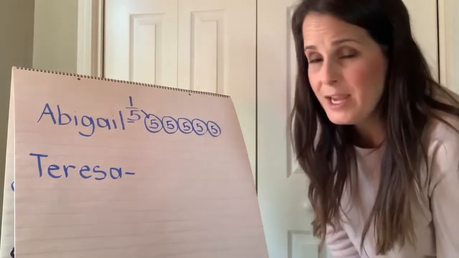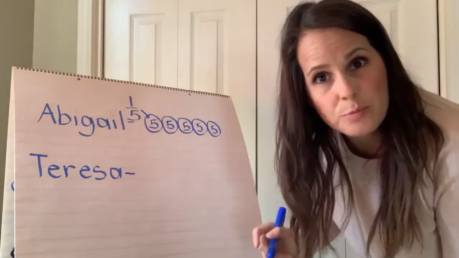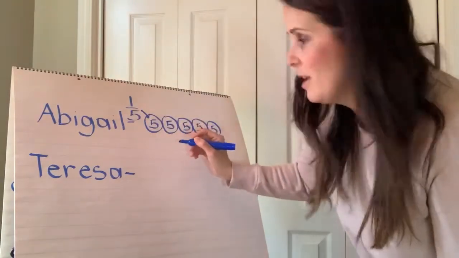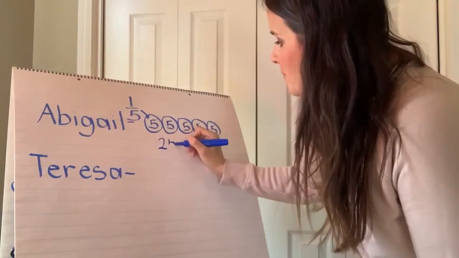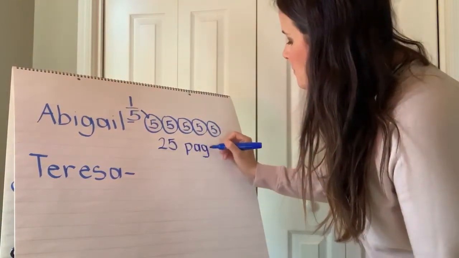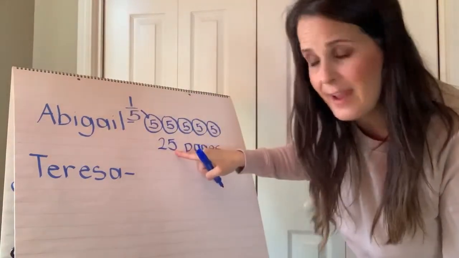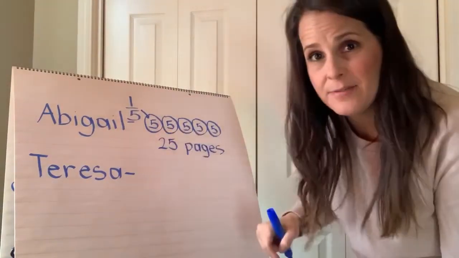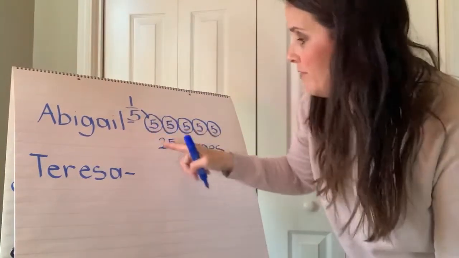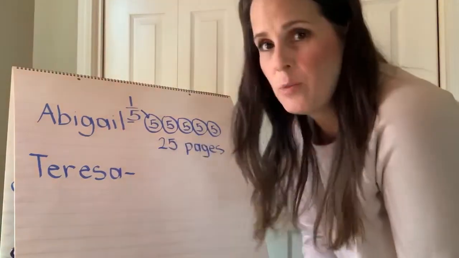Then you add them up, or we can use our multiplication. So we have 1, 2, 3, 4, 5 groups of 5. 5 times 5. Abigail's book had 25 pages. So we can say 1/5 of 25 is 5. Or we could say 5 pages was 1/5 of 25. You can read it different ways, okay? But that's how you'd want to figure it out.